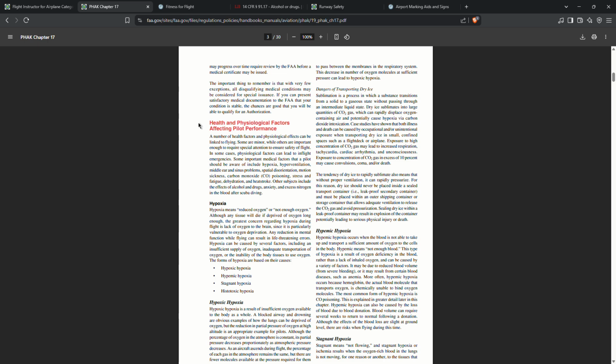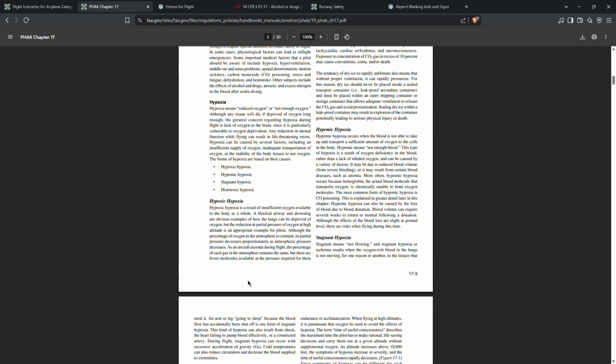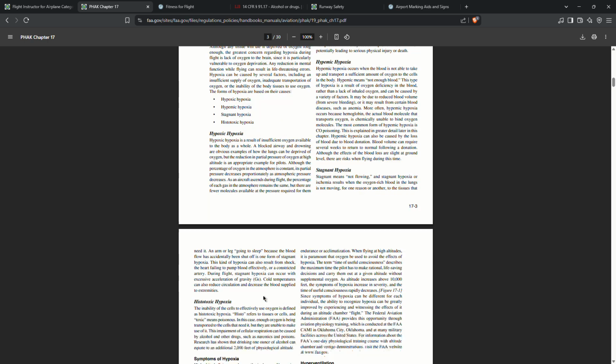Hypoxia means reduced oxygen or not enough oxygen. There are four main types of hypoxia. Hypoxic hypoxia, your basic hypoxia, which is insufficient oxygen available to the body as a whole. Hypemic hypoxia, which occurs when blood is not able to take and transport a sufficient amount of oxygen. Your stagnant hypoxia, which means that blood is not flowing and the oxygen is not flowing to where it needs to go. And histotoxic hypoxia, which refers to poisons in the body.